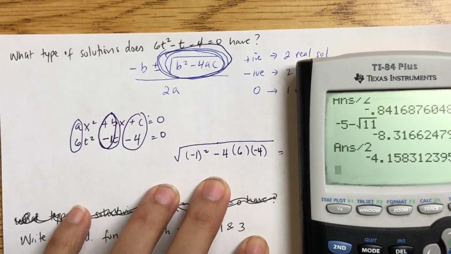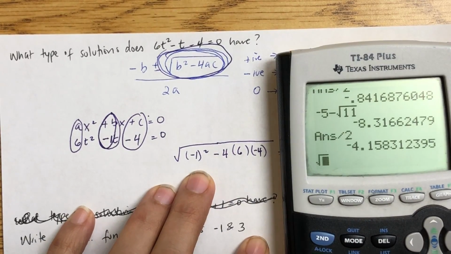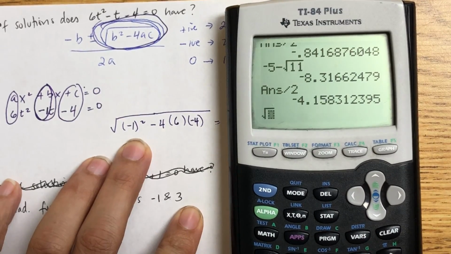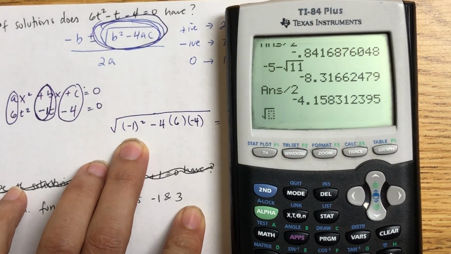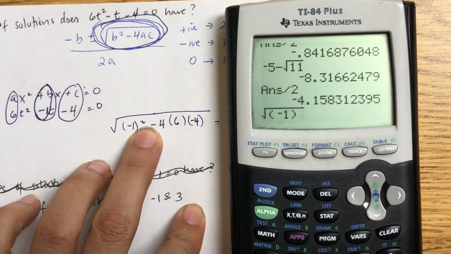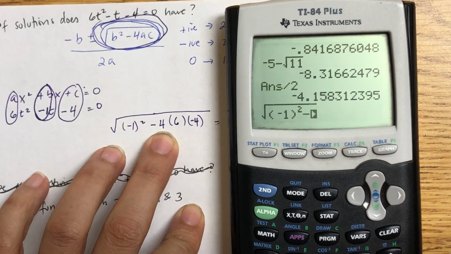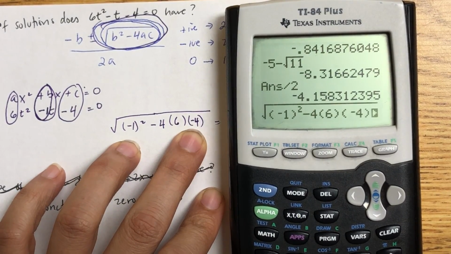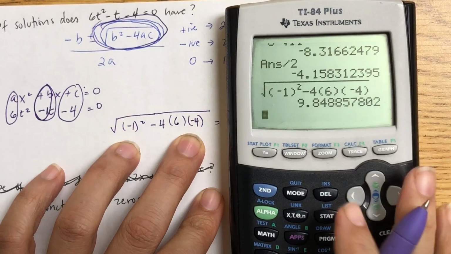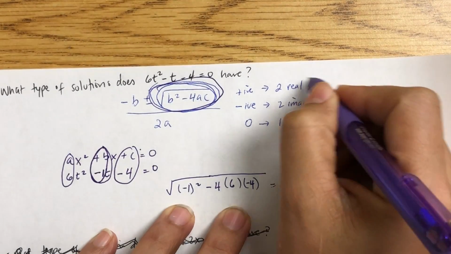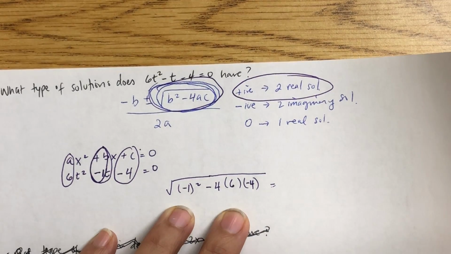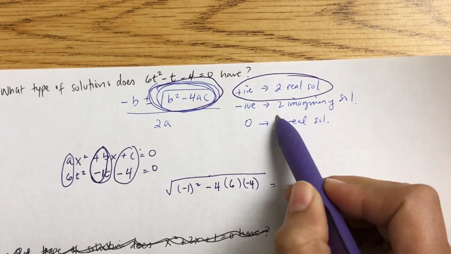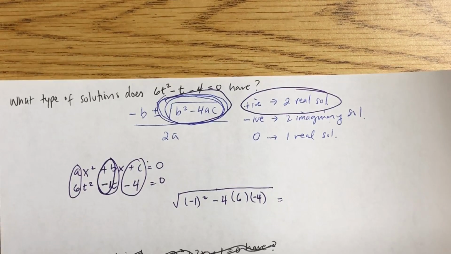And you're just going to type that in the calculator as it appears. So square root of parentheses, negative 1, close parentheses, squared, minus 4, open parentheses, 6, close parentheses, open parentheses, negative 4, close parentheses, enter. All right, it's positive. So if it's positive, 2 real solutions. Again, if it's positive, 2 real solutions; negative, 2 imaginary; 0, 1 real.